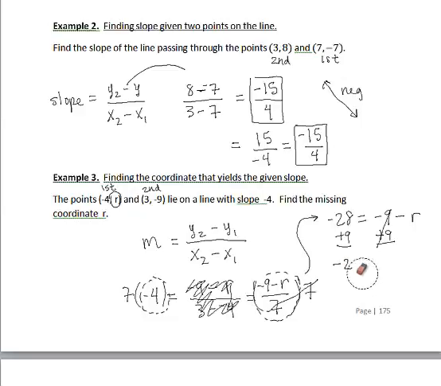I'd end up with a negative 19 equals a negative r. And so with a negative on both sides, I could just simply drop the negatives, or you could call yourself multiplying both sides by a negative 1. But r would equal positive 19.